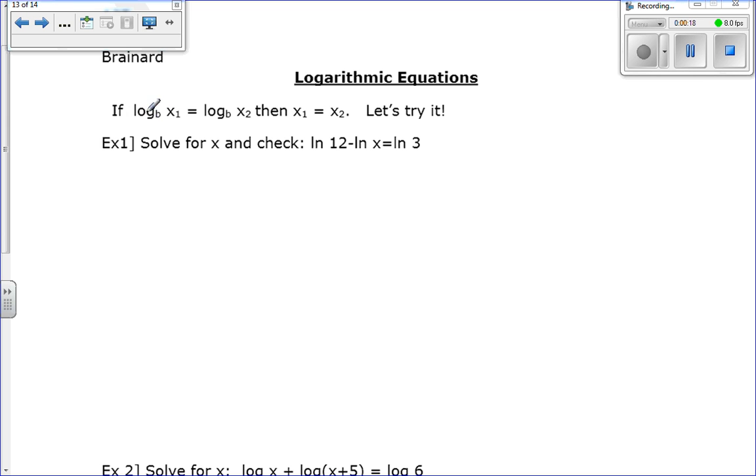If the log base b of x sub 1 is equal to log base b of x sub 2, then that means that x sub 1 is equal to x sub 2. Basically what I'm saying is if they have the same base, then their arguments must be the same.